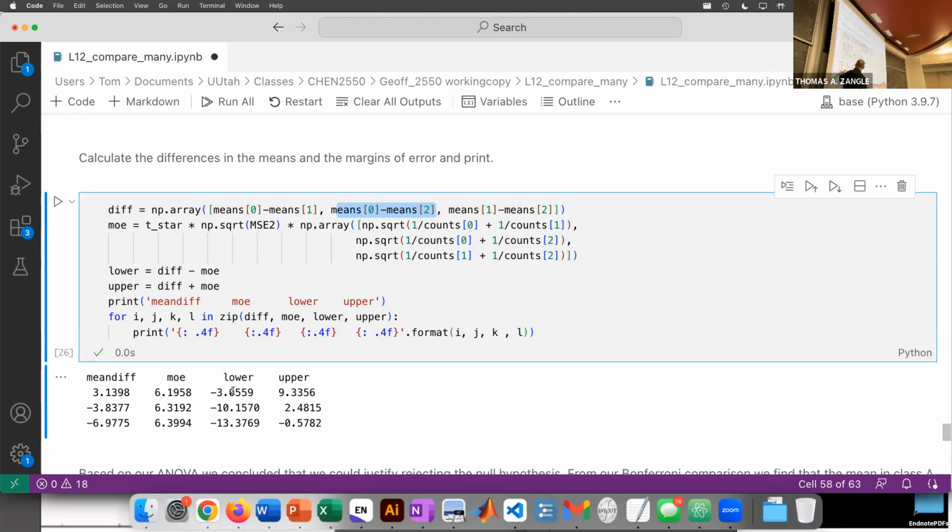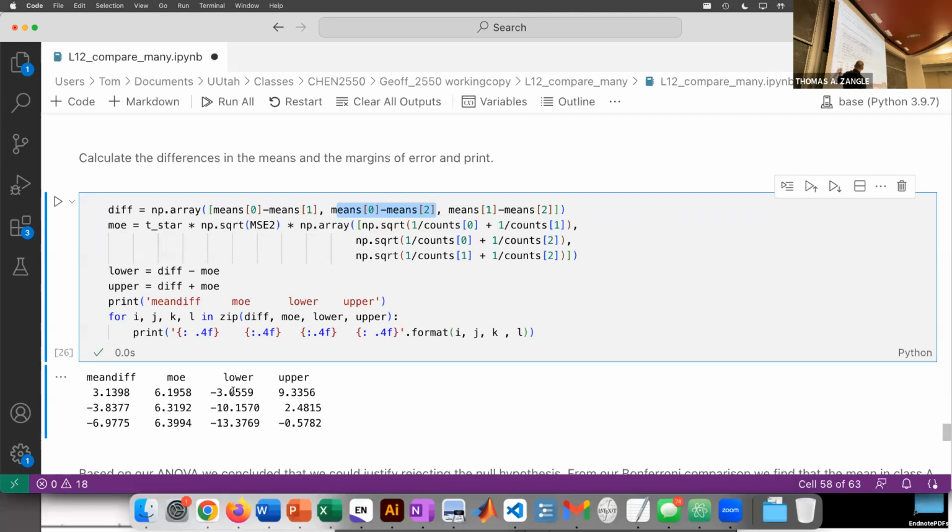But now if we use this margin of error that we computed using the t statistic to look at our 95% confidence intervals, we can see that between A and B, the two classes that look pretty similar to one another, our confidence interval includes 0. Therefore, we cannot say at a significance level of 0.05 that there was any difference between those two means, because this interval overlaps with 0. There's no statistically significant difference between these two means.